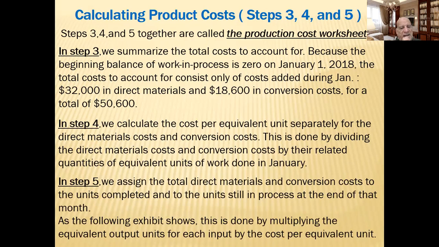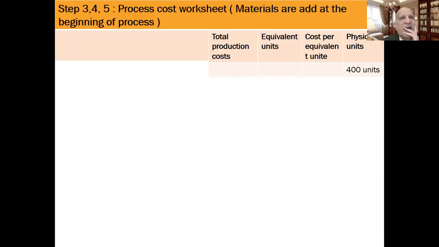In step number 5, we assign the total direct materials and the conversion costs to the units completed and to the units still in process at the end of that month, as will be shown in the following exhibit now. This is done by multiplying the equivalent output units of each input by the cost per equivalent unit. This is the process cost worksheet.